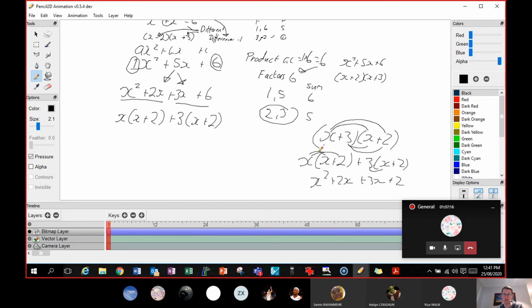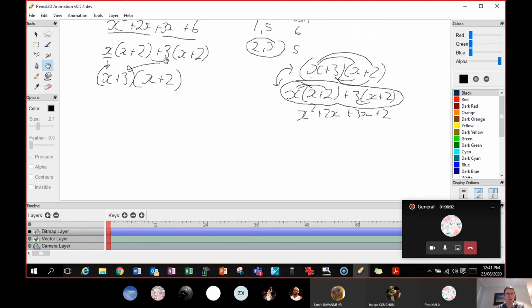So what I'm trying to show you here is that this is the same as that, is how I can write it. If x is multiplied by x plus 2, and 3 is also multiplied by x plus 2, these are multiplied by the same thing. Therefore, I can just go, well, it's x plus 3 multiplied by x plus 2, because the x comes from here and the plus 3 comes from here, and they're both multiplied by the same thing. And that's how you can get to your factors as well.